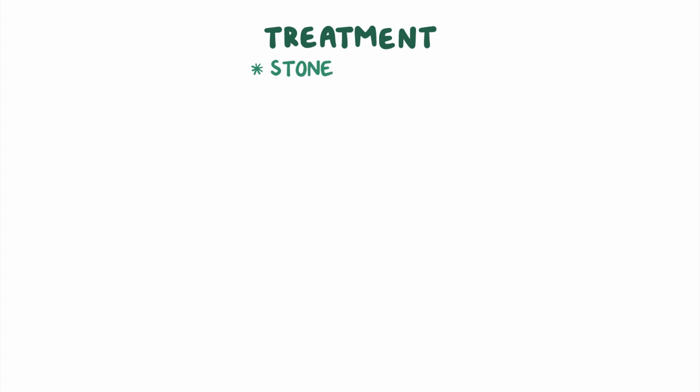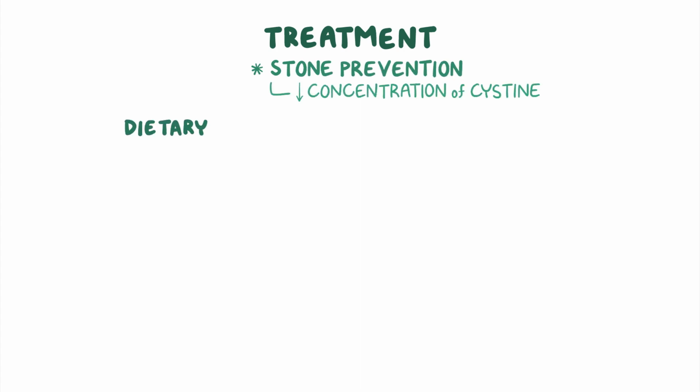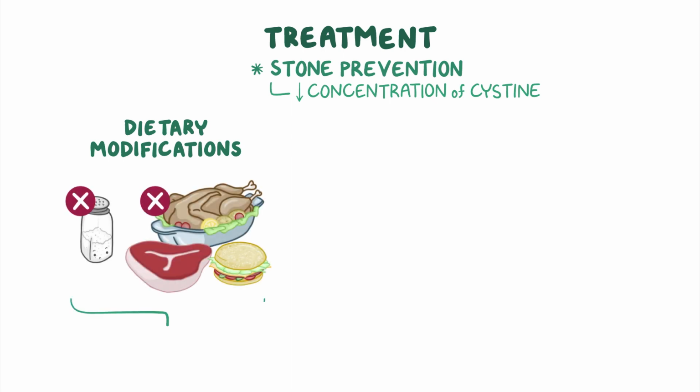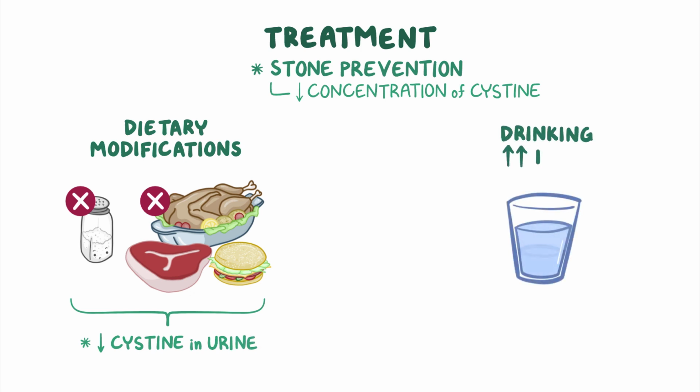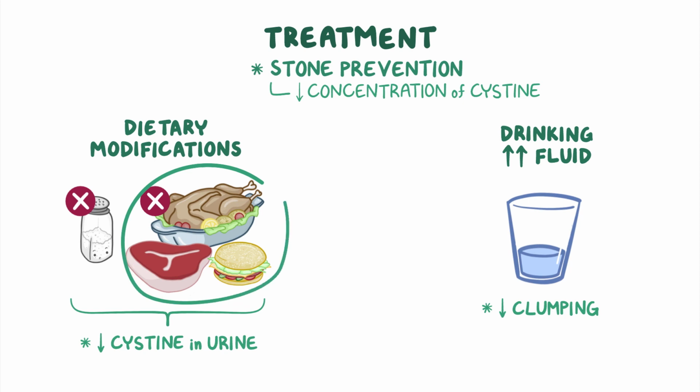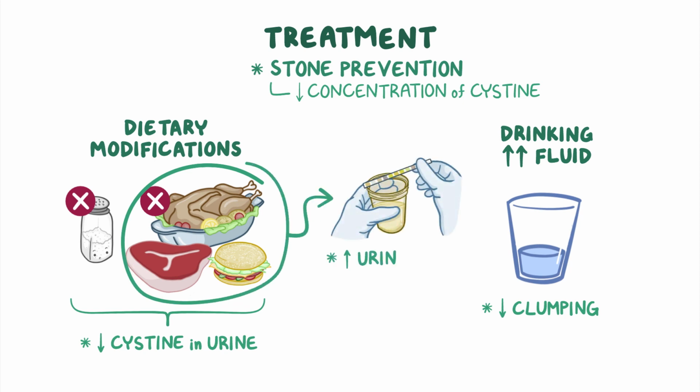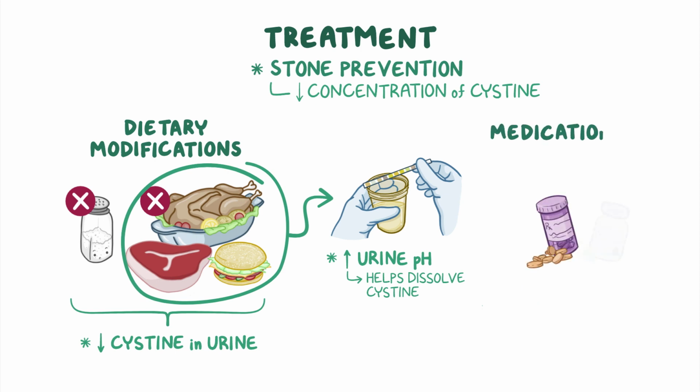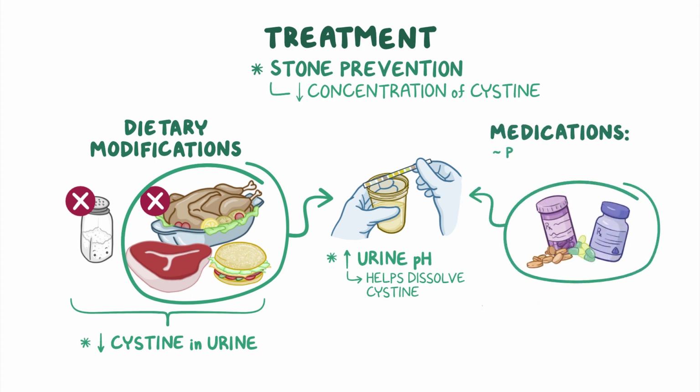Treatment is based on stone prevention by lowering the concentration of cystine. Dietary modifications, like restricting the intake of salt and animal proteins, can help reduce the amount of cystine in urine. Drinking large amounts of fluid throughout the day can minimize clumping. Restricting animal protein intake also makes the urine more alkaline, helping to dissolve cystine. Some medications can also make urine more alkaline, like potassium citrate and acetazolamide.